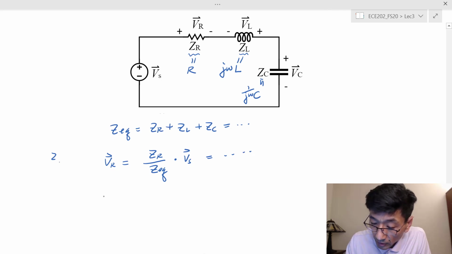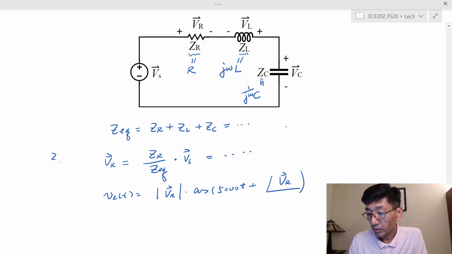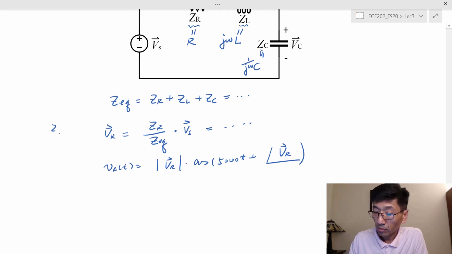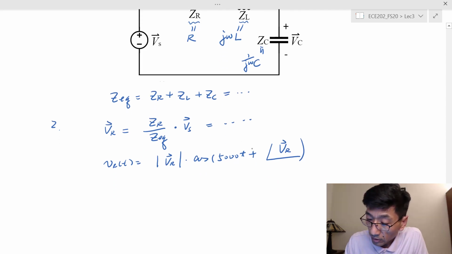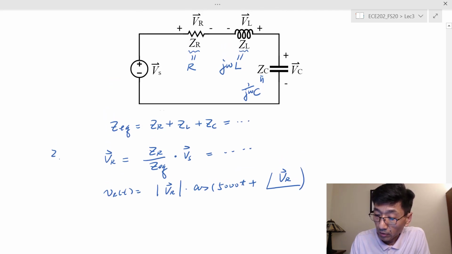Once you get that number, V sub R of t should be equal to the magnitude of V sub R times the cosine of omega t, that's 5000 t, plus the angle of V sub R. If you have the polar form, you can convert that to the sinusoidal signal very quickly. And let's look at V sub L.